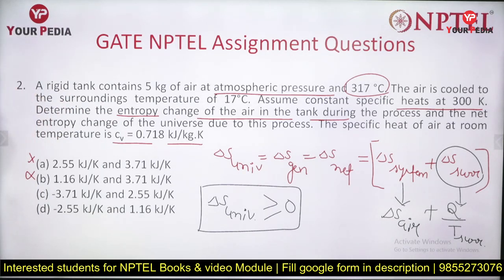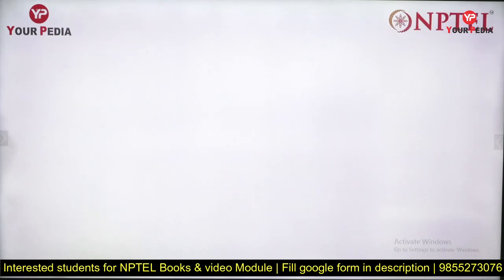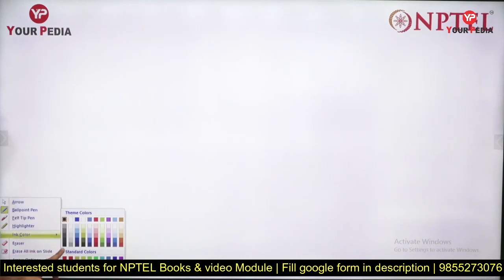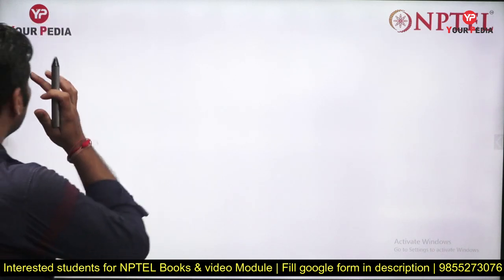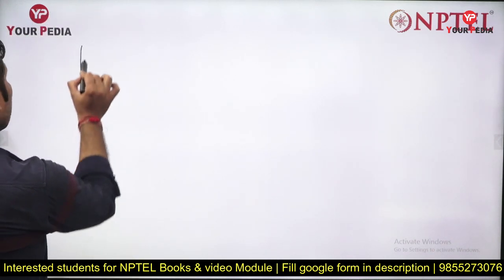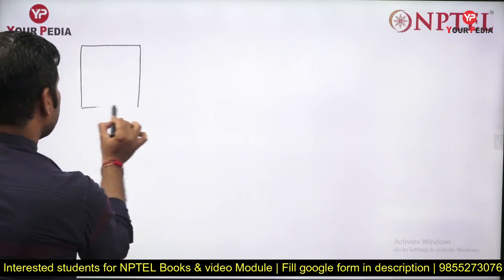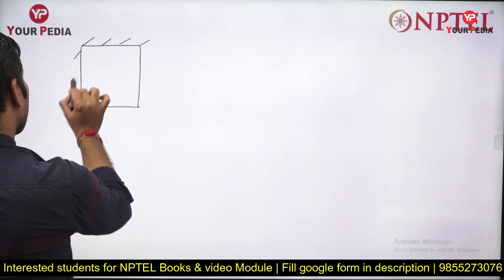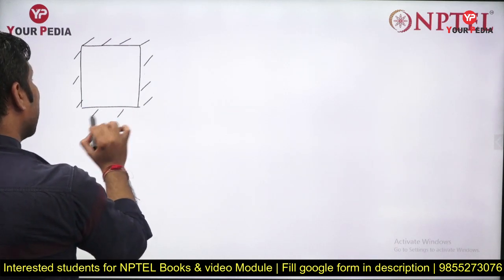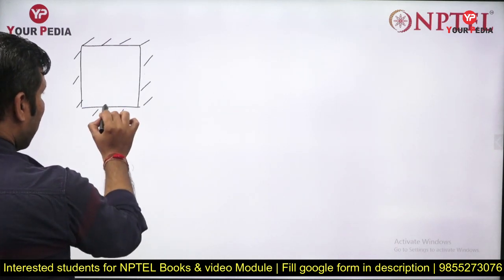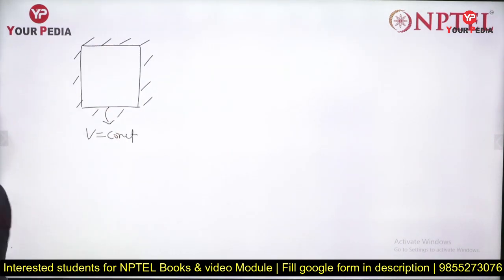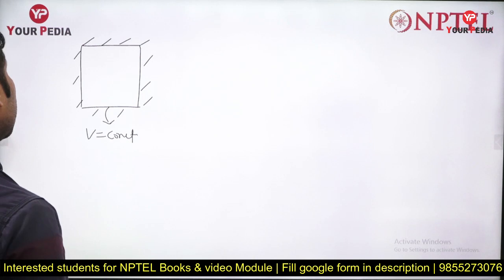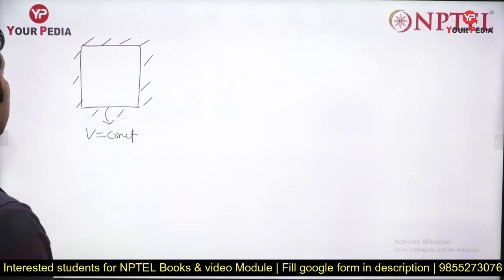Now let us solve this question, guys. You can note down this entire data, and let us solve this problem. Very typical GATE problem, guys. Many times these kinds of questions were asked in GATE. So you need to practice these kinds of questions also. So there is a rigid tank, something like this. Rigid tank, what does it mean? The volume is constant. The boundaries cannot expand or contract. The volume is the same, constant.